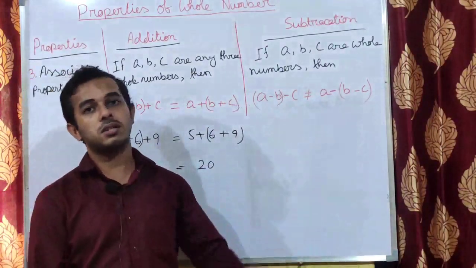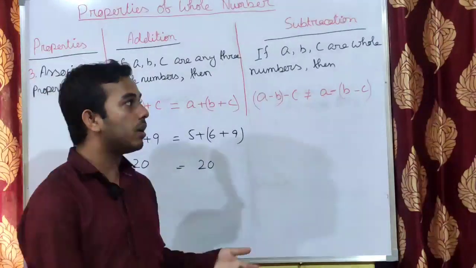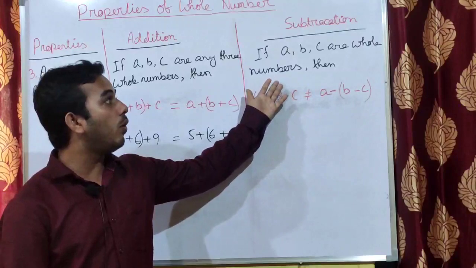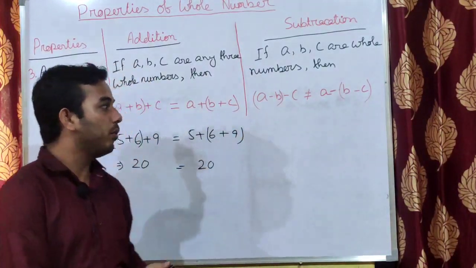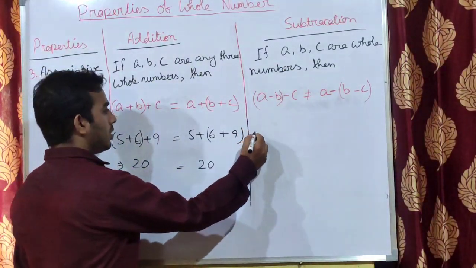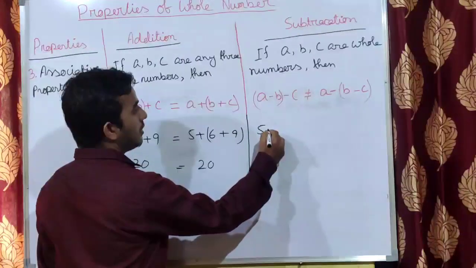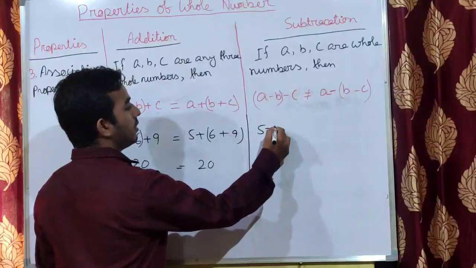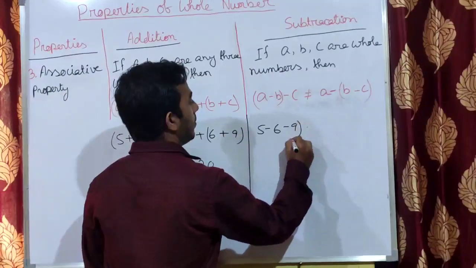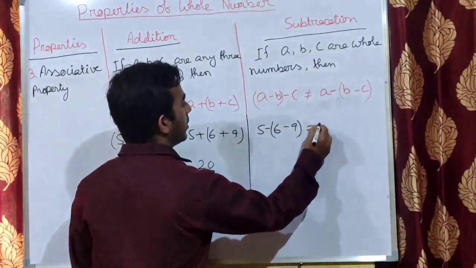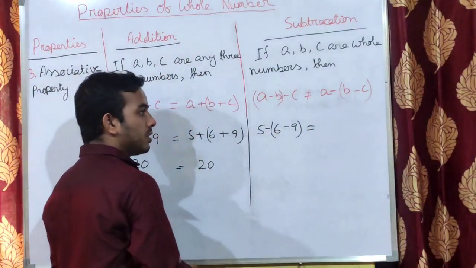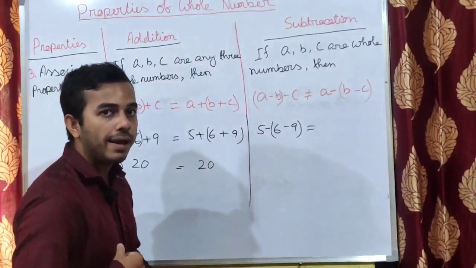Now for subtraction, is it the same or different? Let us have a look. Here a, b, c are whole numbers. Then look, we will take the same whole numbers. Suppose 5 minus (6 minus 9), then the result is what? 6 minus 9 is how much? 6 minus 9 is minus 3, right?